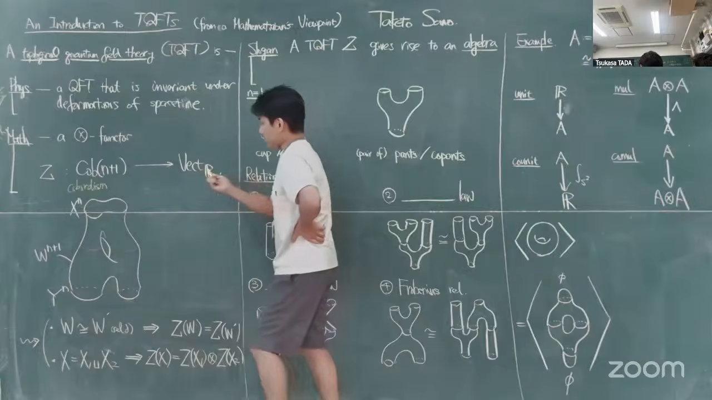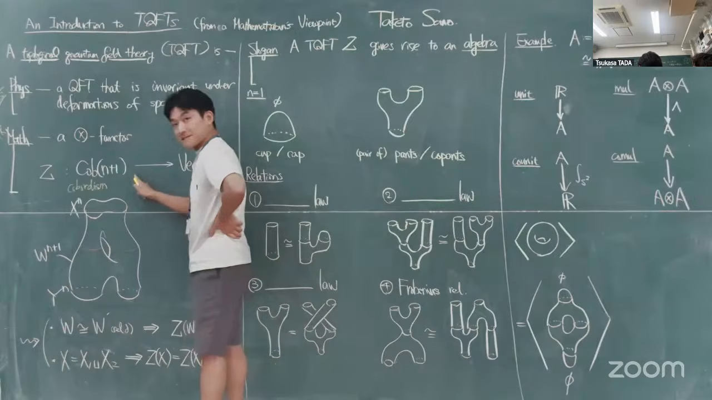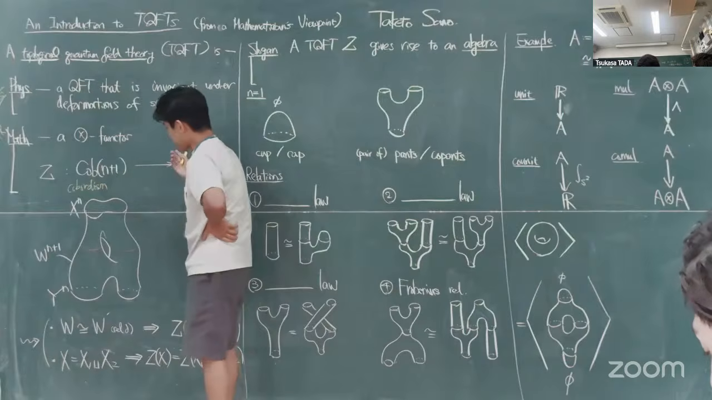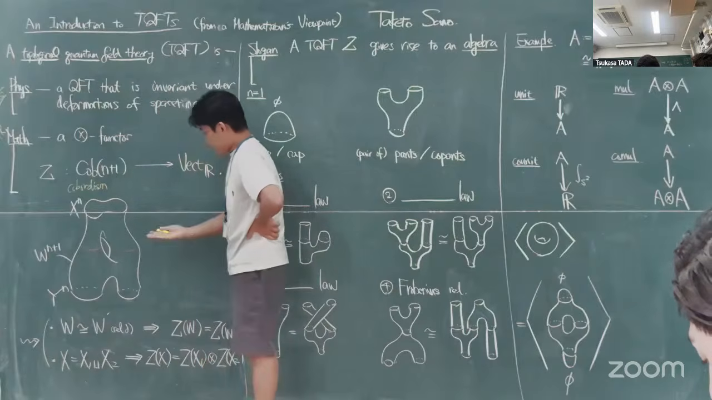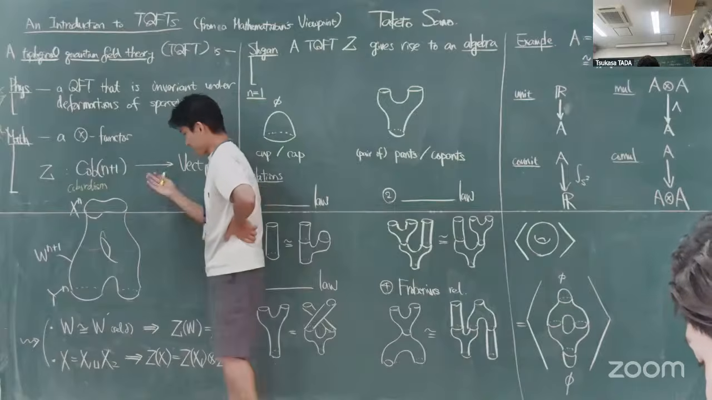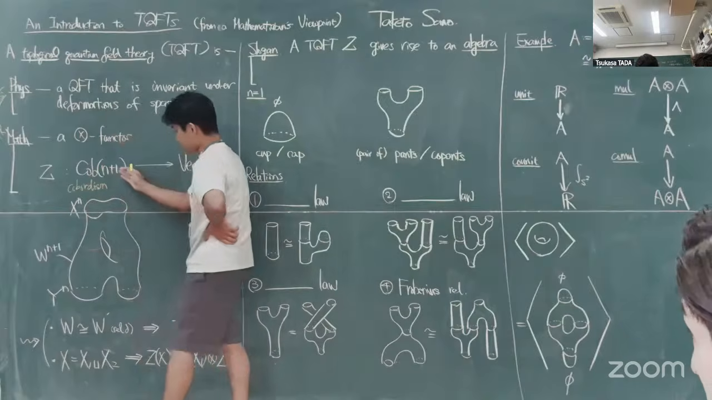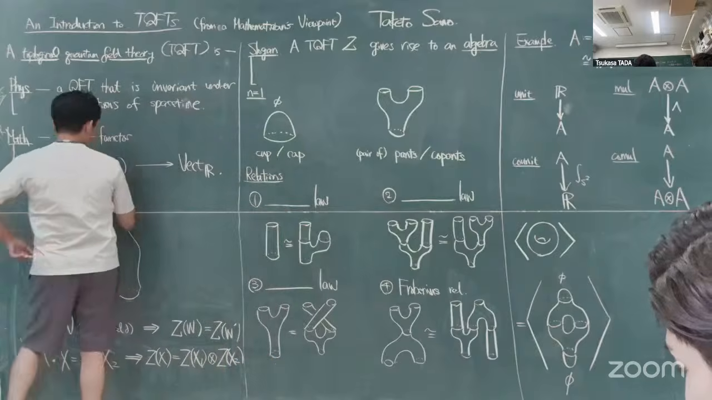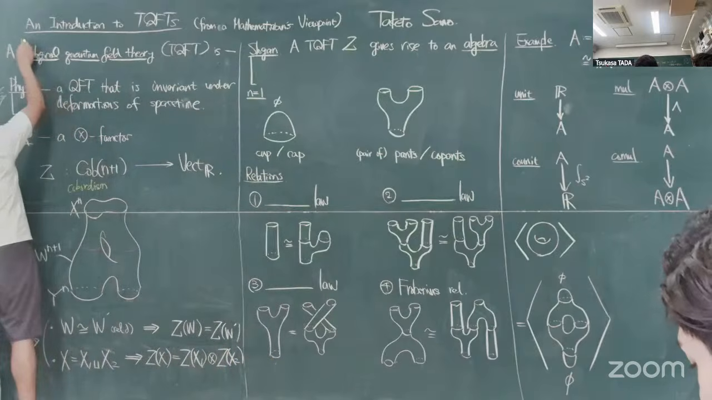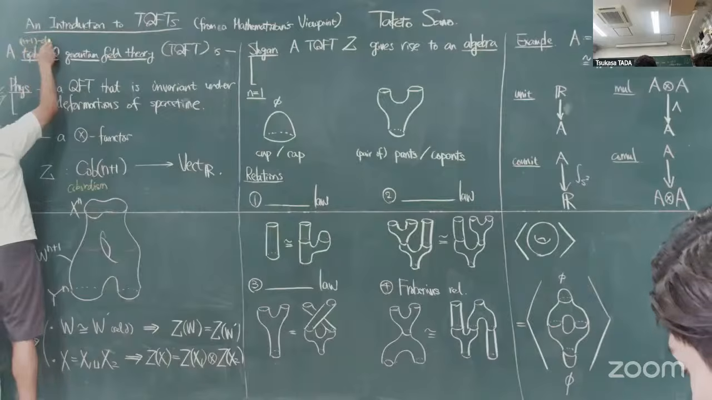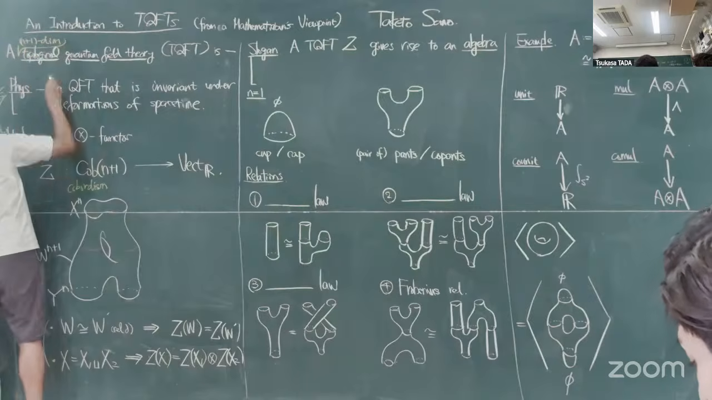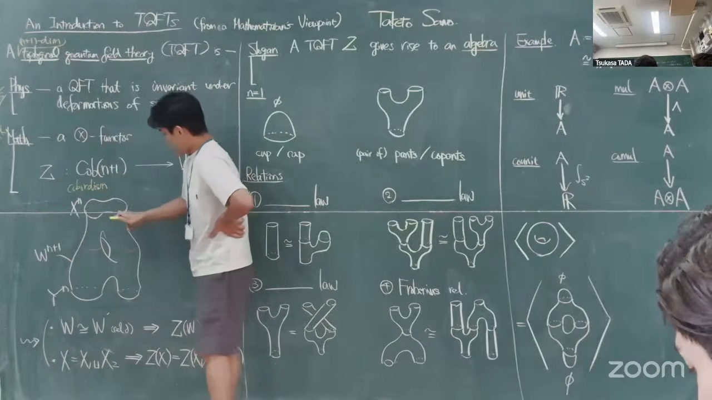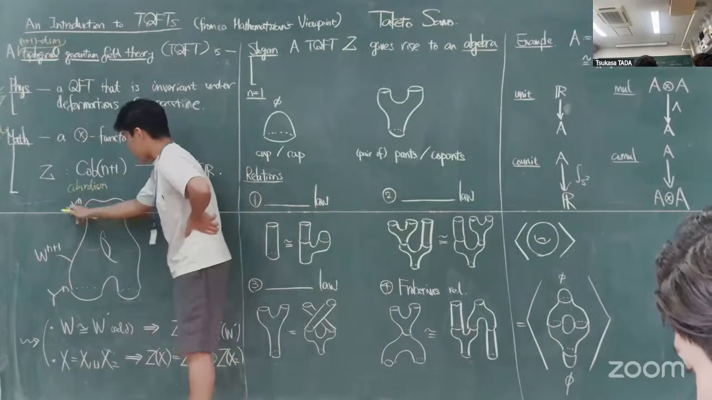In general, a category consists of objects and morphisms. So in order to describe a category, we have to specify what an object is in that category and what a morphism is in this category. Here we fix this dimension n. So here we consider this n+1 dimensional TQFT. An object in this category is a closed n-dimensional manifold.